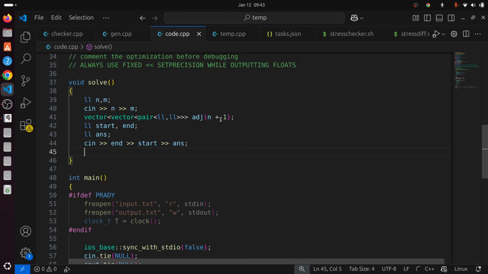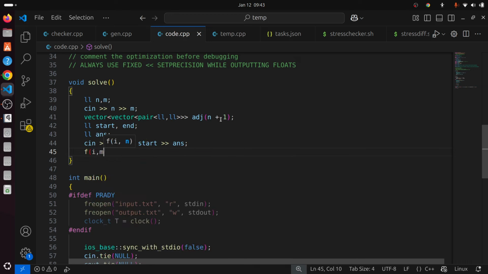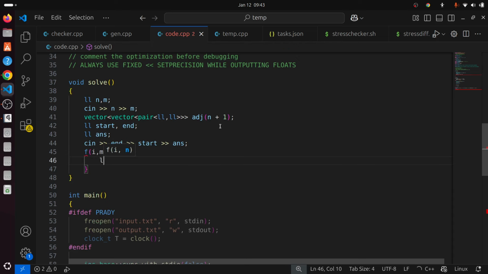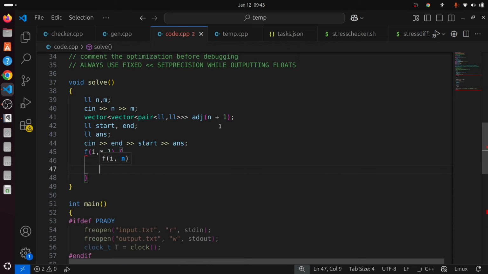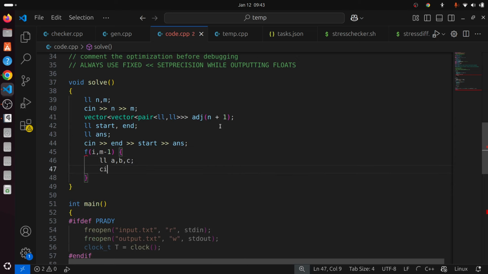So for int i equal to 0, i less than m-1, i plus plus, I will take the input: long long a, b, c. My typing is very slow right now.